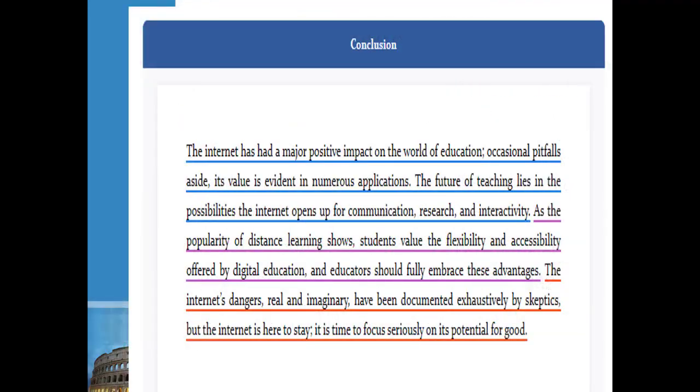Okay, here is another example of a final, or we call it the last paragraph, of an essay. Alright, as you can see, the part underlined in blue shows the summary of the essay.